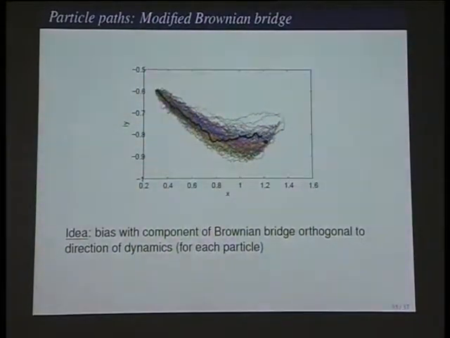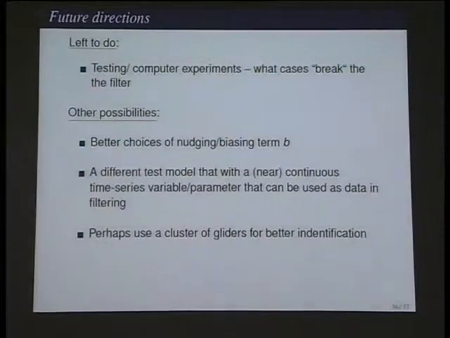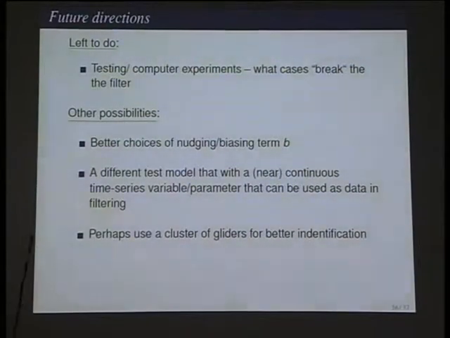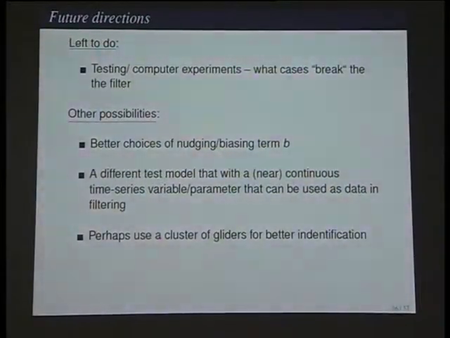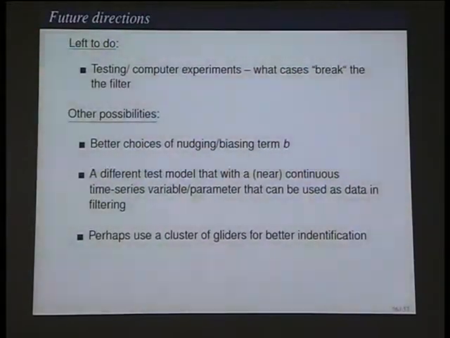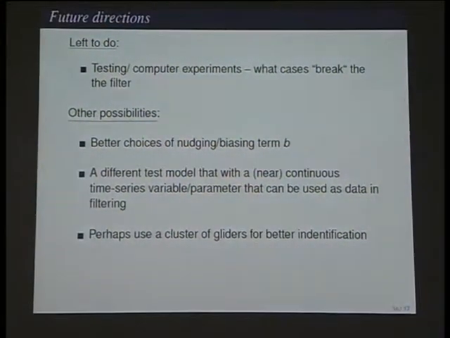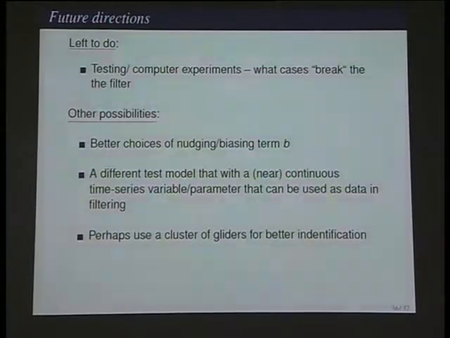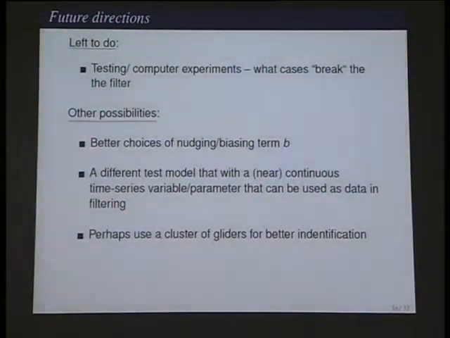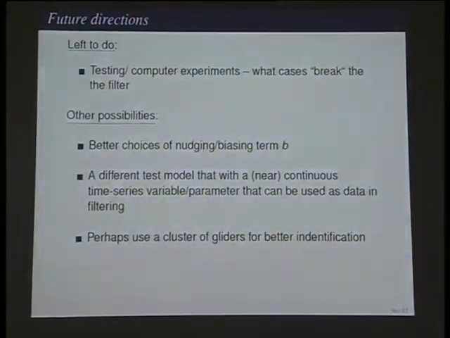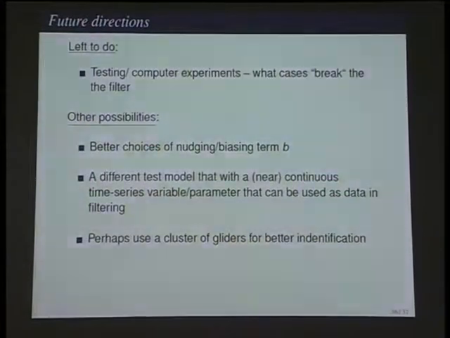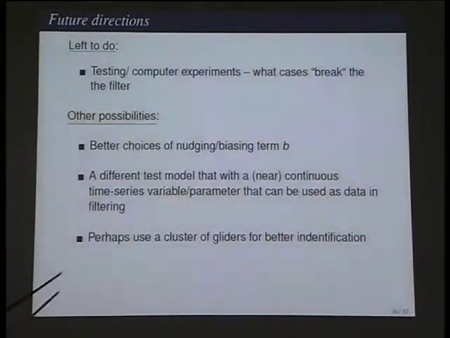All right, questions? Okay, so this is sort of the story. There's a lot to do here still. I have not really finished testing this or done thorough computer experiments. Of course, you're looking for cases that break what you're trying to build. That's always important. And I think there's a lot of other possibilities. There's probably better choices of this nudging biasing term, although I think this Brownian bridge is a good start.